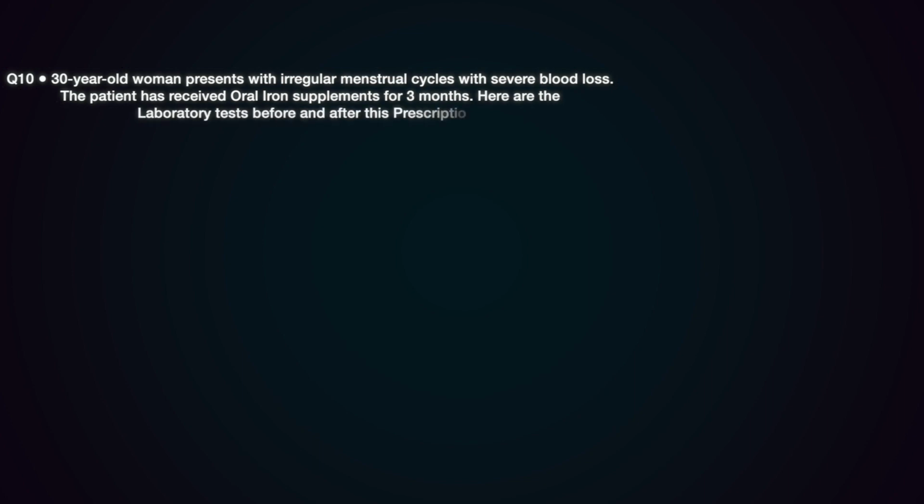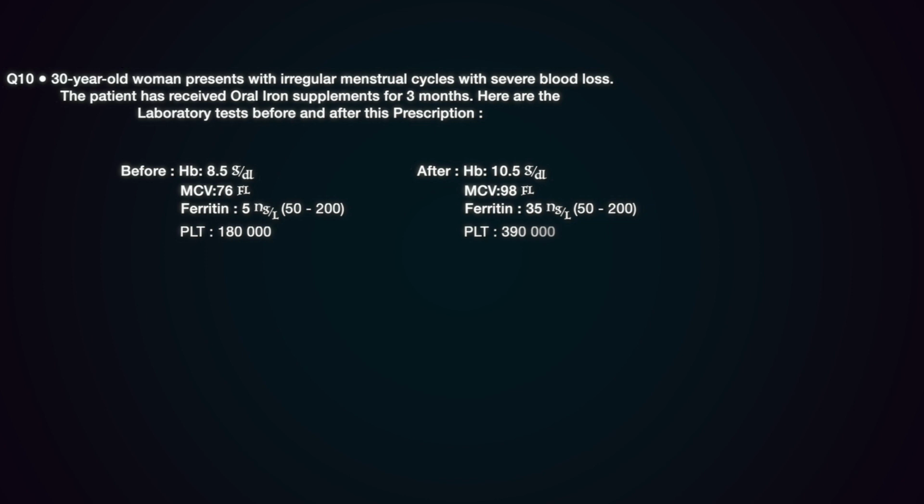Question 10. A 30-year-old woman presents with irregular menstrual cycles with severe blood loss. The patient has received oral iron supplements for 3 months. Here are the laboratory tests before and after this prescription. Hemoglobin before treatment 8.5 and after treatment 10.5. MCV before treatment 76 and after treatment 98. Ferritin before treatment 5 and after treatment 35. And platelet count before treatment 480,000 and after treatment 390,000.